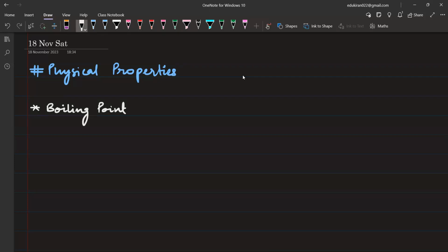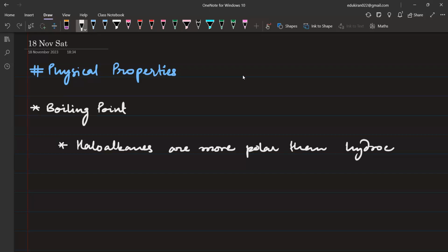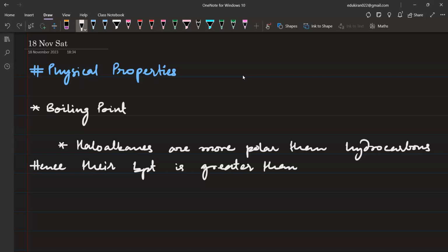Now, the boiling point of haloalkane, you can write here: haloalkanes are more polar than hydrocarbons. Hence, their boiling point is greater than the parent hydrocarbon.